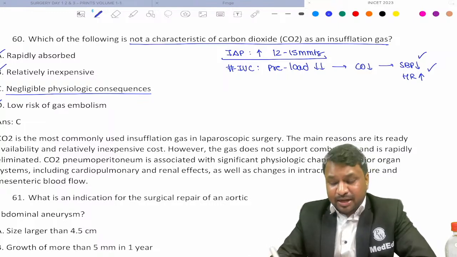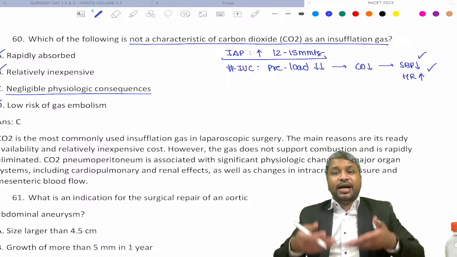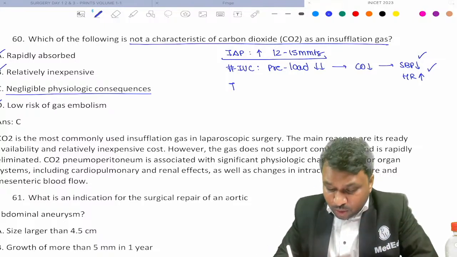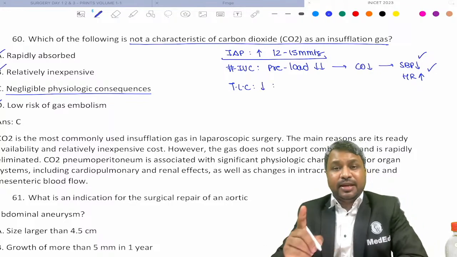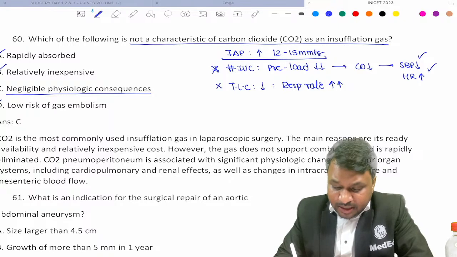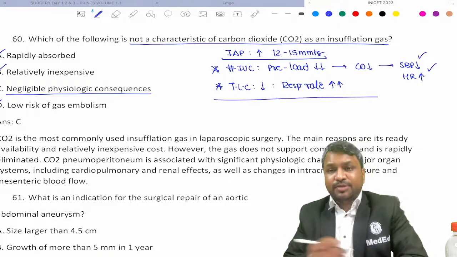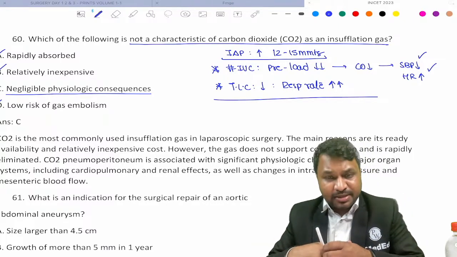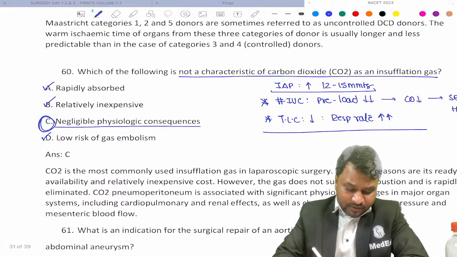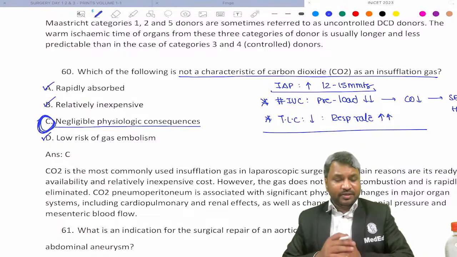Another one is, as the intra-abdominal pressure increases, it will push the diaphragm up. Now, as the diaphragm has been pushed up, what will happen to the total lung capacity? That is going to decrease. If total lung capacity is decreased, in order to compensate, what will happen to the respiratory rate? The respiratory rate in these patients will increase to compensate for decreased space. You see, there are physiological implications present. We cannot say negligible. The answer here is going to be C for Calcutta.